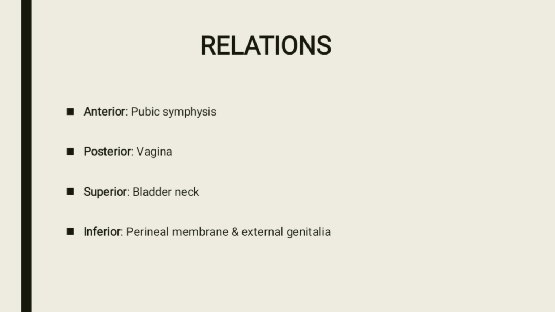Relations of the female urethra with other structures. Understanding the relations of the urethra is a key point. Anteriorly, it lies close to the pubic symphysis. Posteriorly, it is related to the vagina. Superiorly, it begins at the bladder neck, while inferiorly, it passes through the perineal membrane before opening externally.